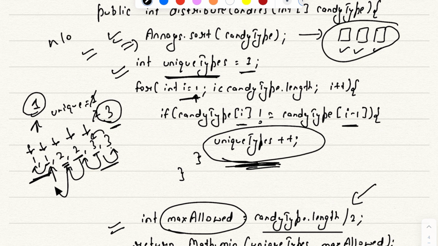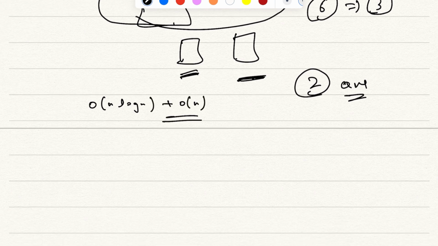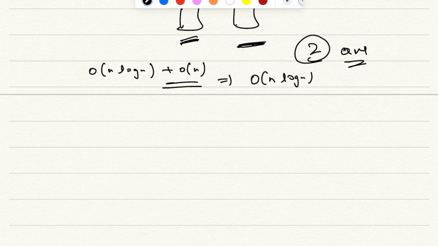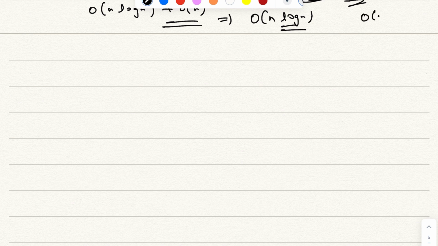Here, in sorting, we took O(n log n) time complexity, and here we are traversing the array in a single pass, so that time complexity is going to be O(n). So the total time complexity is O(n log n) plus O(n). You can ignore the less dominating terms, so the final time complexity will come out to be O(n log n). And we are not using any extra space here, so the space complexity is going to be constant.